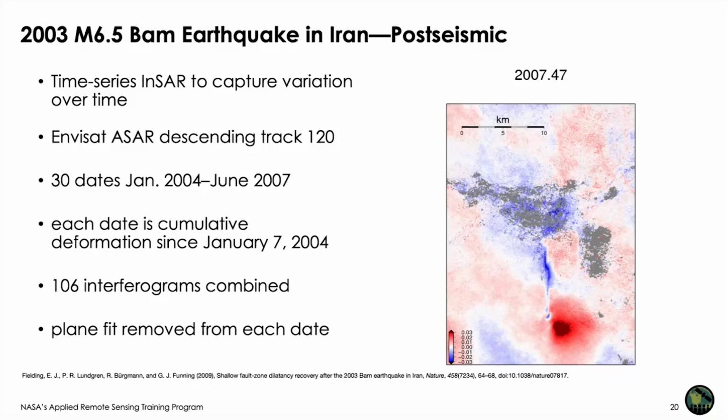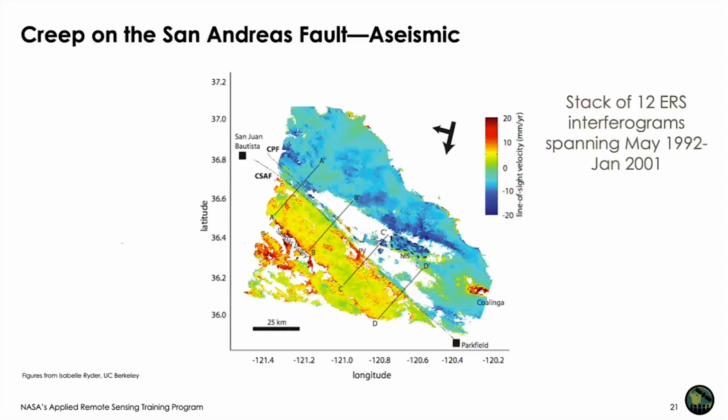So that's an example of postseismic deformation. And this is an example of aseismic deformation, the central part of the San Andreas Fault between the cities of Parkfield and San Juan Bautista. It does not have large earthquakes as far as we know, but it moves gradually all the time at the rate of almost 30 millimeters a year.